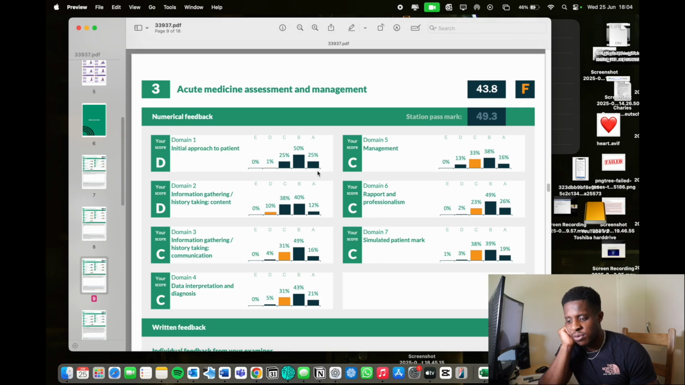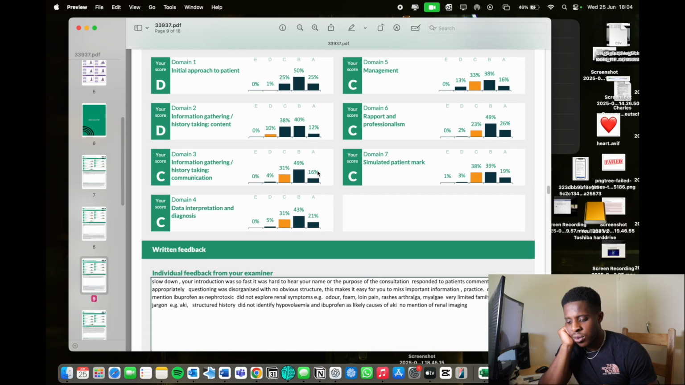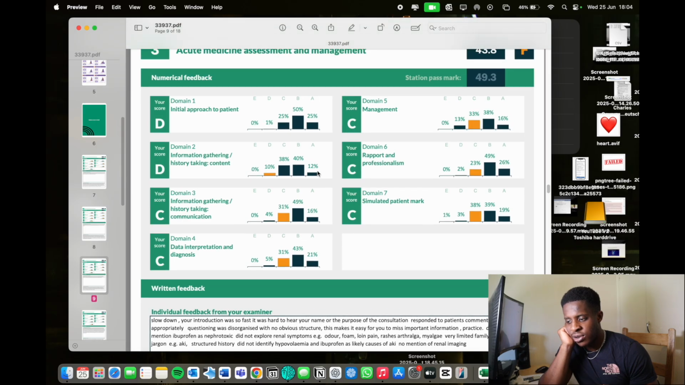But overall, I think this was a good station. Acute medicine assessment of management. This was a patient, yes, a patient that came in with symptoms of an AKI, hyperkalemia. They had history of being on NSAIDs, which was most likely contributing to their AKI, and also have a history of cocaine. Overall, this was one of those stations where I thought I did well, but obviously looking back, I'm seeing that I didn't, especially in my initial approach to patients and information gathering.